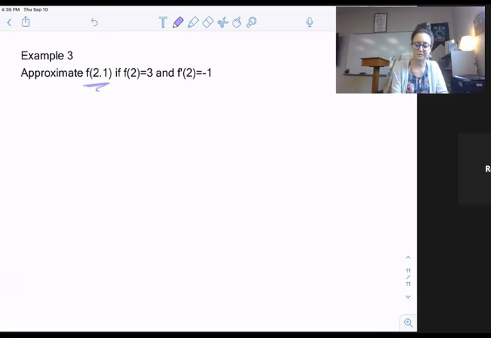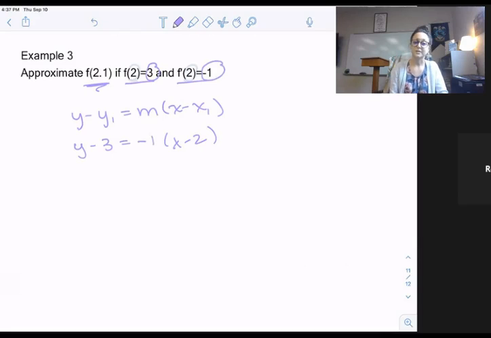All right, so here's our final example. It says approximate f of 2.1 if f of 2 is 3 and f prime of 2 is negative 1. Okay, so we first need to write our tangent line. So y minus y1 equals m times x minus x1. What's your x1? Which x keeps repeating? Well, we're looking at 2, right? So my x1 value is 2. And what is y when x is 2? 3. So I'm going to have y minus 3. And what's your slope or your derivative? Negative 1. Okay, so that's my tangent line.